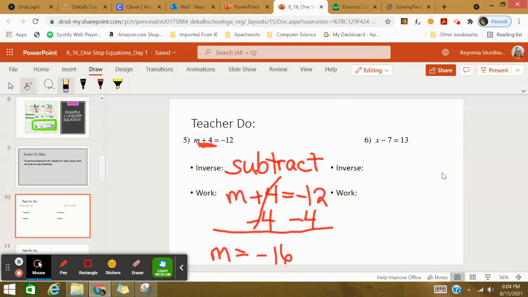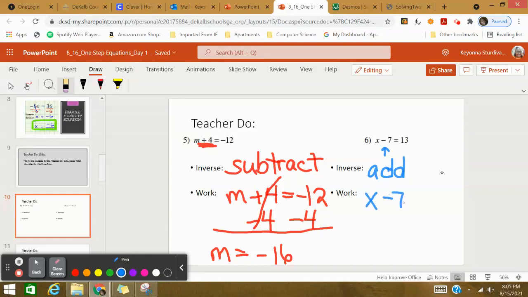Okay, the next example we have is x minus 7 is equal to 13. So first, I'm going to identify my inverse operation. Right now, I'm looking at subtraction. And so my inverse here will be addition. I know that I need to add. Okay. And then I just need to now show my work.